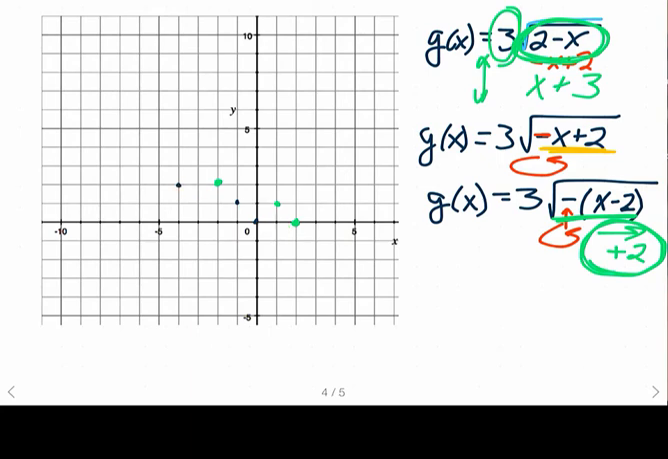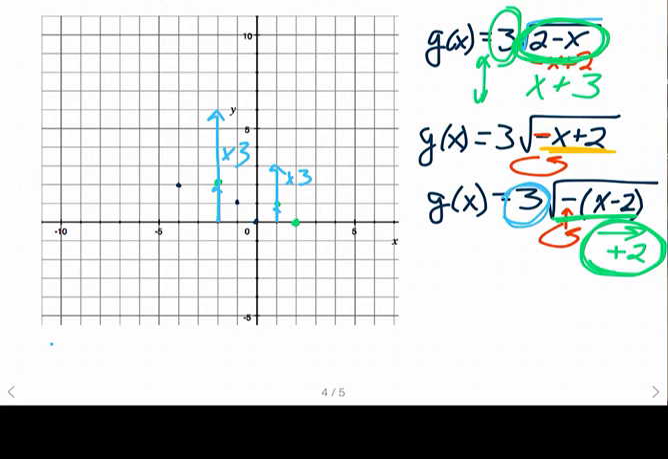However, we have a vertical stretch, and it's by a factor of 3. And so instead of the point at 1, 1, I'm going to have a point at 1, 3. That y value is going to be multiplied by 3. Instead of the point at negative 2, 2, I'm going to have that point at negative 2, 6. Again, the y value is being multiplied by a factor of 3. That's the effect of the 3 as a coefficient in front of the square root.